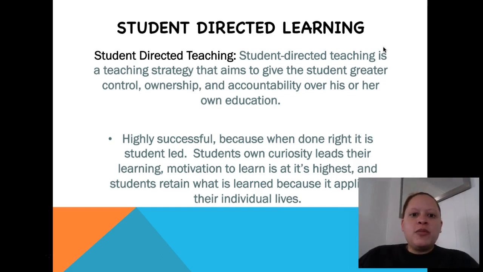First, let's break down student-directed learning. Student-directed learning is a teaching strategy that aims to give the student greater control, ownership, and accountability over his or her own education. This is highly successful in the classroom because when it is done right, it's student-led. The student's own curiosity leads them to higher learning, more motivation to learn, and then learning becomes enjoyable and it's at its highest. Students will retain what is learned because it applies to their individual lives.